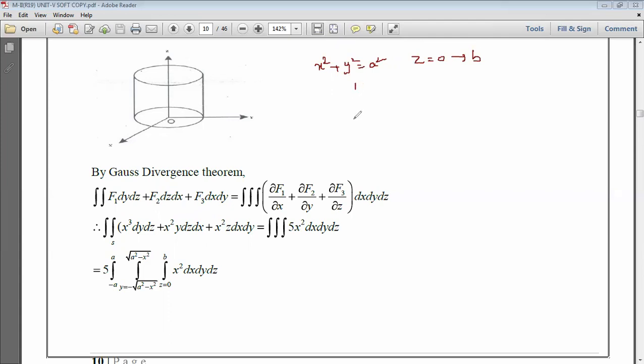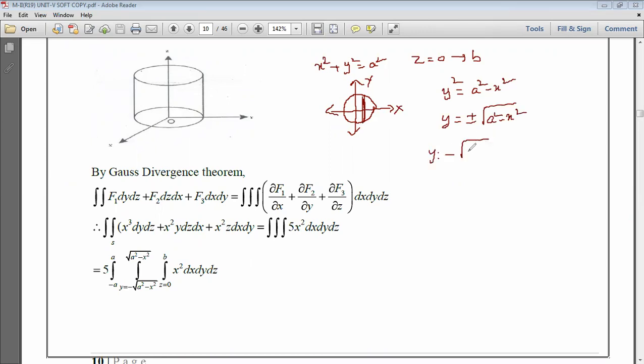So x square plus y square is equal to a square is nothing but the region mentioned in the first octant or second octant. In the xy plane, it changes to two-dimensional. If you are choosing the xy plane, in that we have to choose the vertical strip, right? So if I am choosing the vertical strip, y square is equal to a square minus x square, and y is equal to plus or minus square root of a square minus x square. It means y limits are from minus square root of a square minus x square to plus square root of a square minus x square.